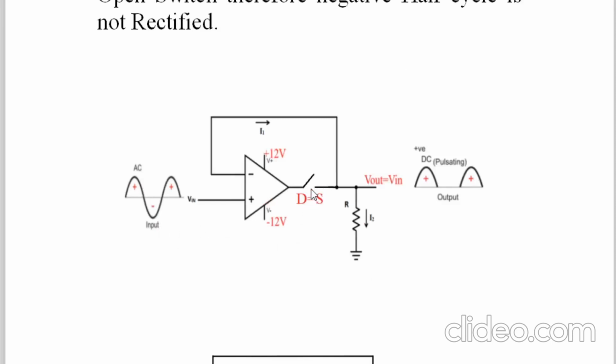So when the switch is open, no current flows through RL, and when no current is flowing through RL, V is equal to I into R. R is whatever value, I is 0. Therefore, see, when the negative half cycle is going, here the voltage is 0 volt.